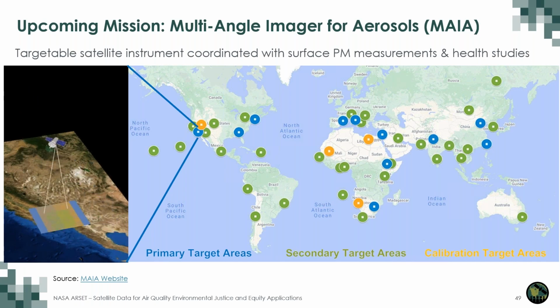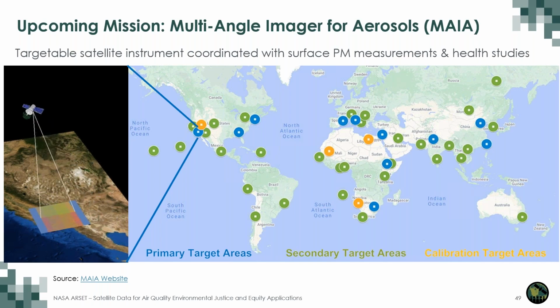This multi-angle information will allow us to infer various aerosol properties in addition to the aerosol optical depth, including information on particle sizes and composition. A big part of the MAIA mission is also on-the-ground data collection in the primary target areas to validate and ground truth the satellite data, as well as health studies being conducted in these regions, which will try to link the MAIA information about aerosol properties and composition to specific health impacts.